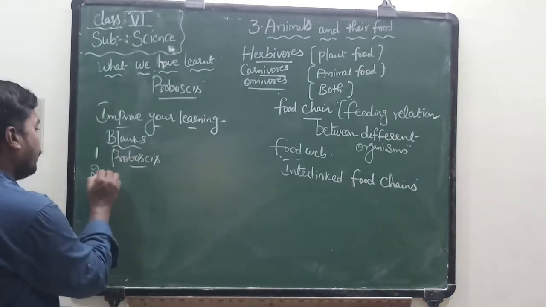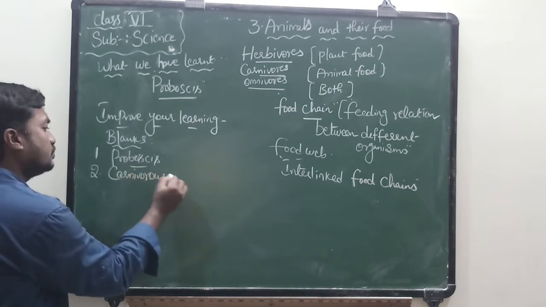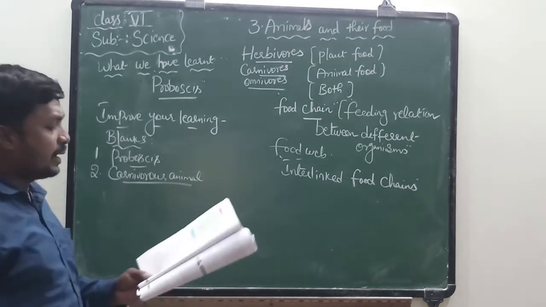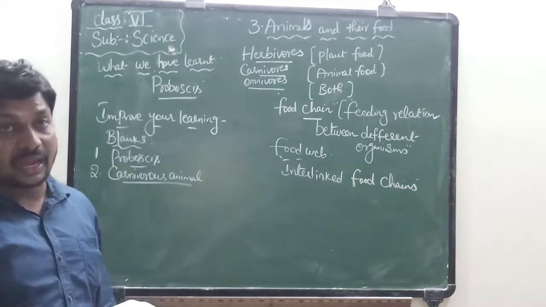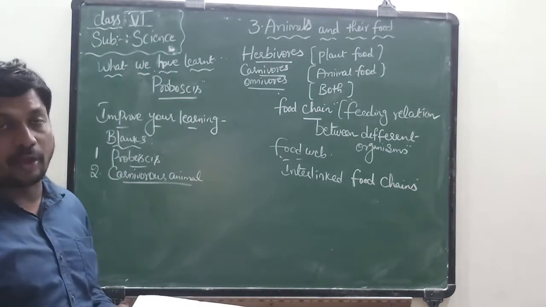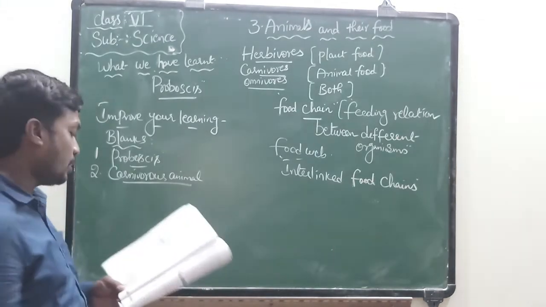Tiger is a carnivorous animal, because it eats only meat. Why? Because it eats only non-vegetarian or animal food. So it is called a carnivorous animal.